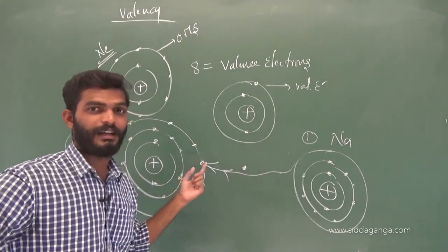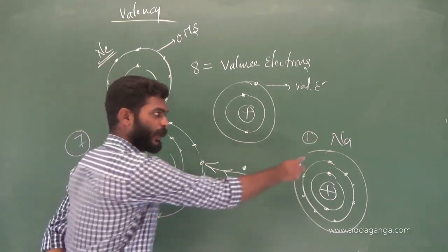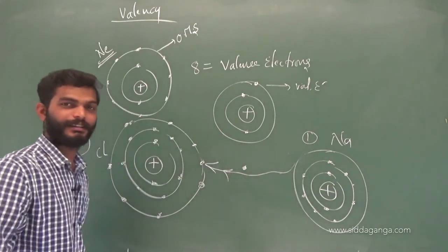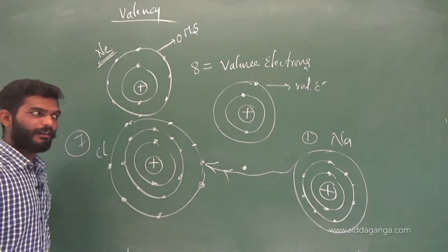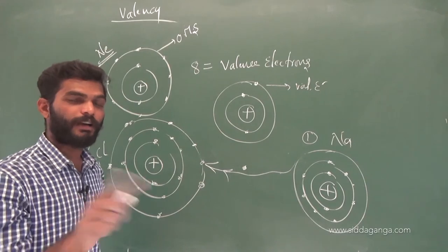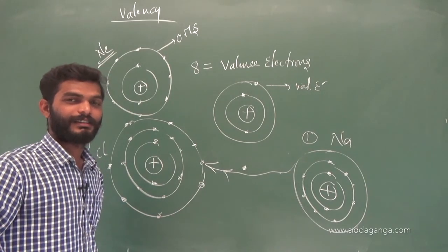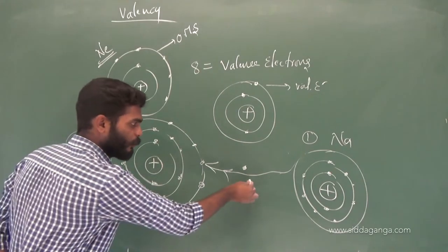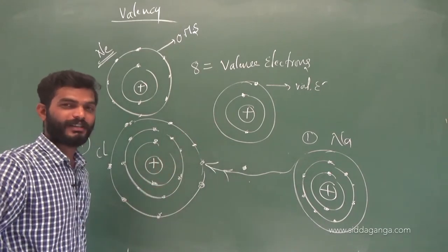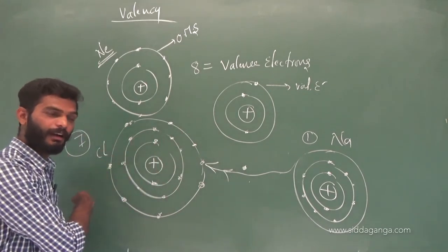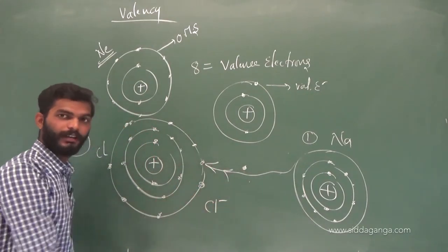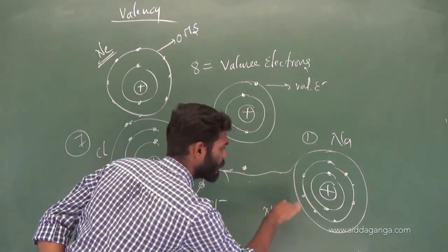By sharing electrons or by losing electrons, here sodium loses 1 electron to get octet configuration in the inner shell. Chlorine gains 1 electron from the sodium and it becomes octet configuration. So from this process of losing or gaining, they got octet configuration. Once chlorine gains an electron, Cl becomes Cl minus. I told you, if it gains 1 electron, it becomes Cl minus. If sodium loses 1 electron, it becomes sodium plus.